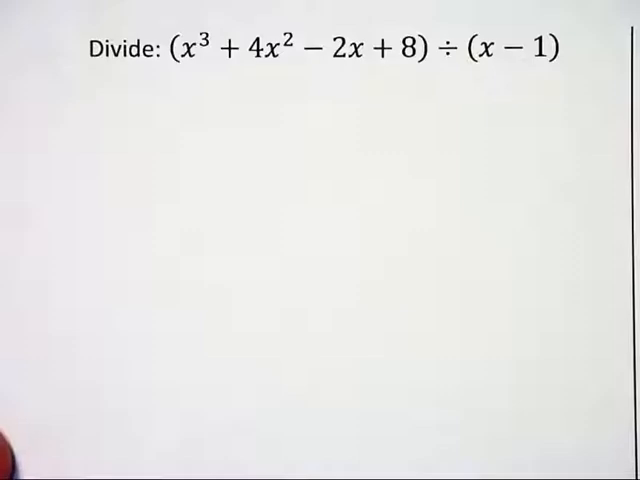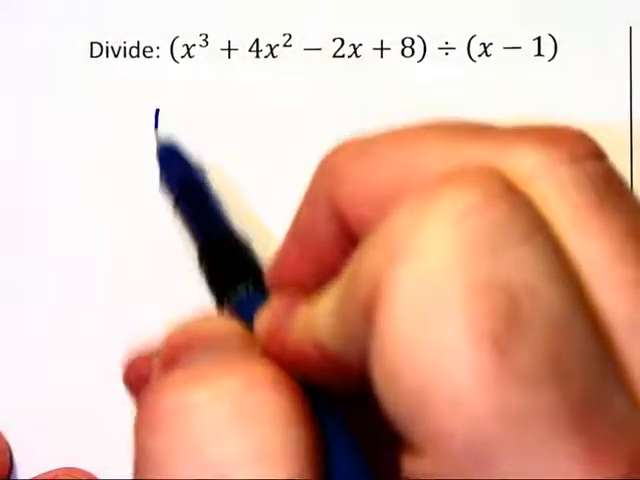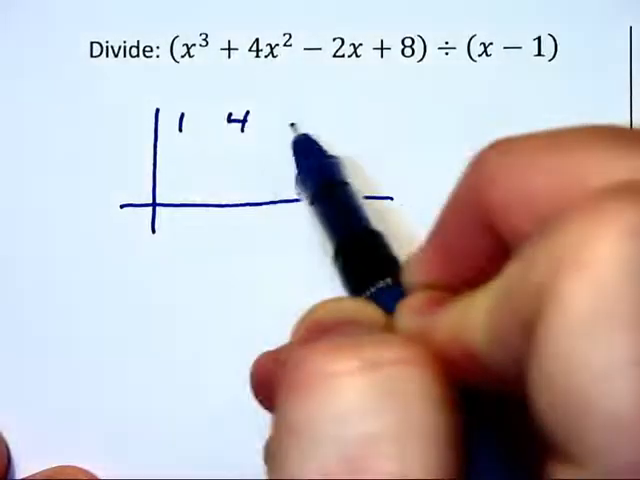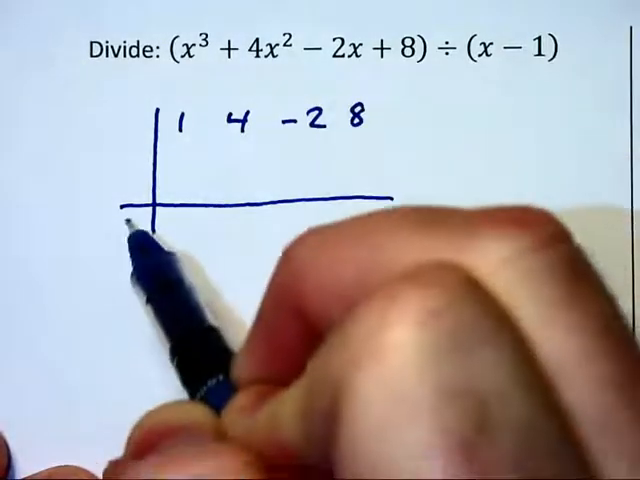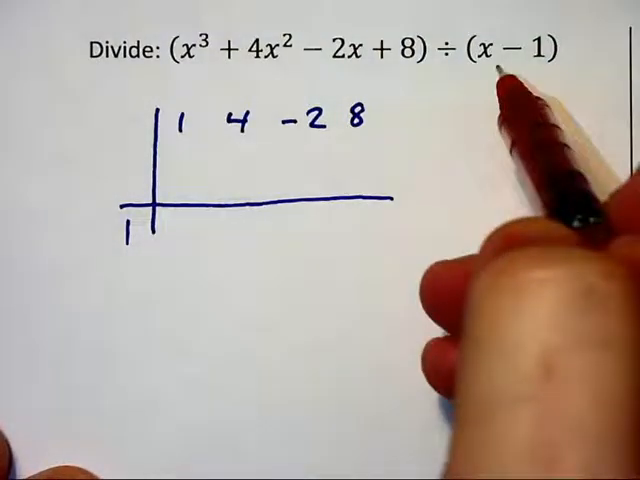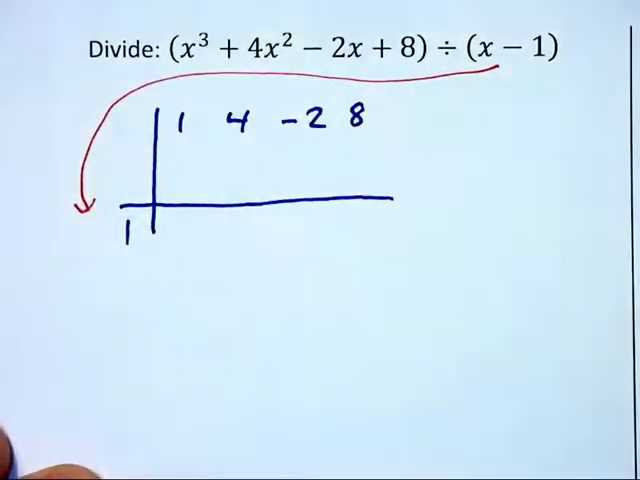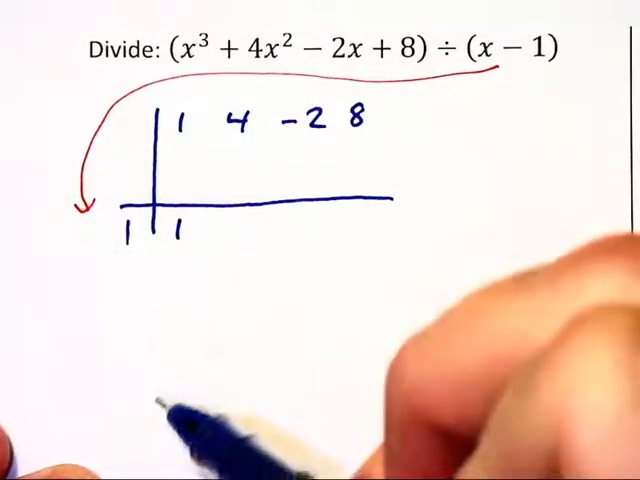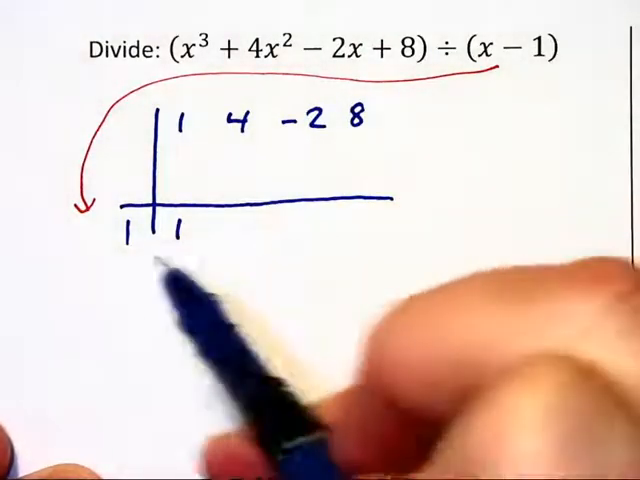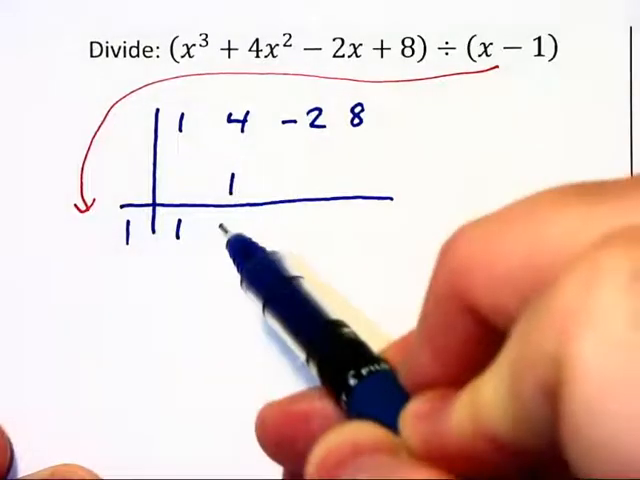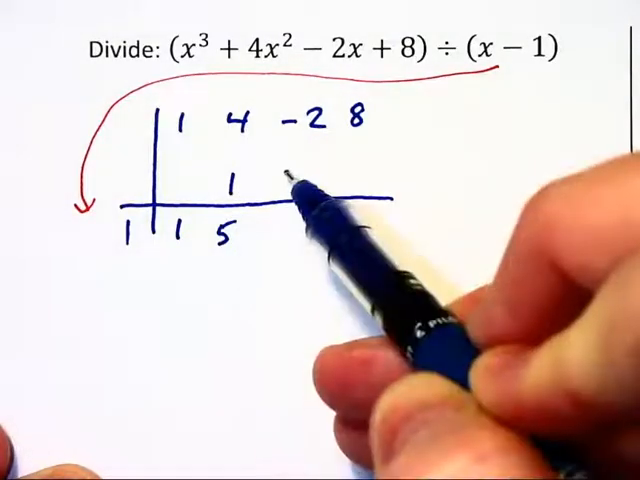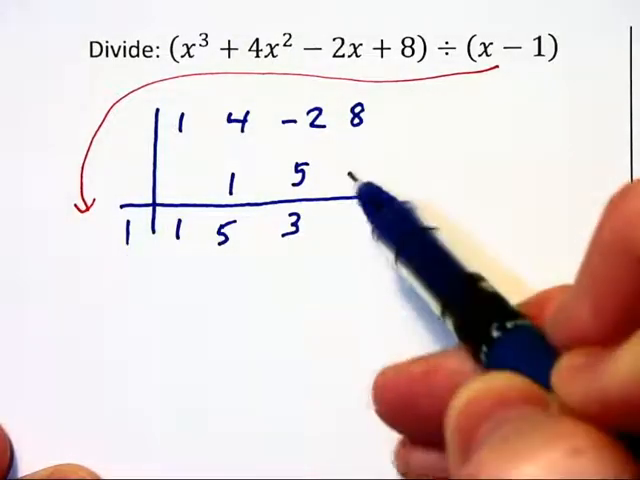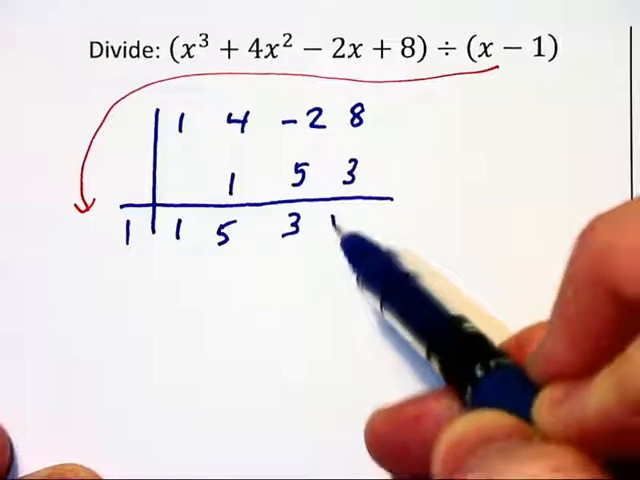Now let's practice this synthetic division. I'm going to begin by setting up my chart. Here's my polynomial 1, 4, -2, and 8, and I'm going to change the -1 that I see here into a +1 down in the bottom left corner. I'm then going to bring down my leading coefficient and begin this multiply and add process. 1 times 1 is 1, add down 5. 1 times 5 is 5, add down 3. 1 in the bottom left corner times 3 is 3, add down 11.